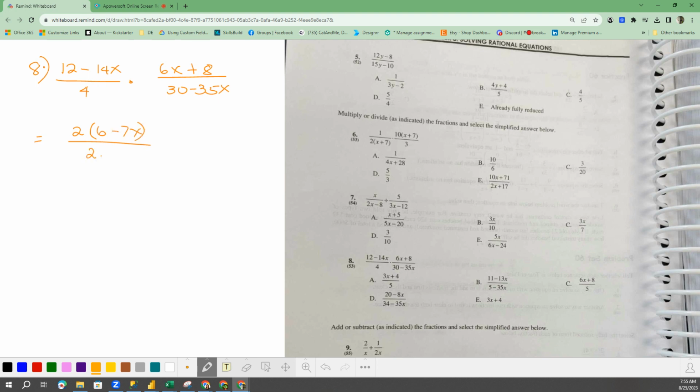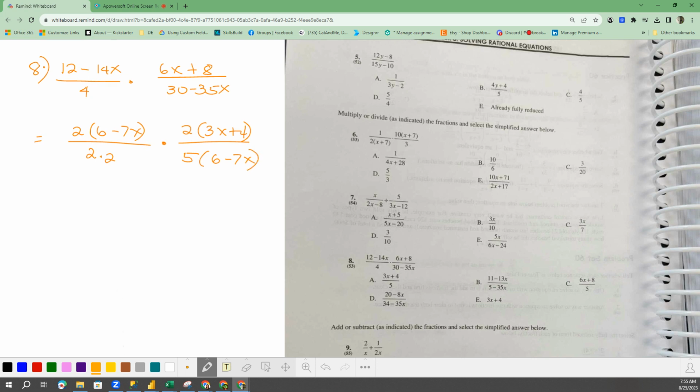4 is 2 times 2, times the second factor, 6x and 8. Again, another binomial, so your common factor will be 2. And then you have 3x plus 4. Okay. 30 minus 35x, again another binomial. The common factor will be 5. So you have 6 minus 7x.